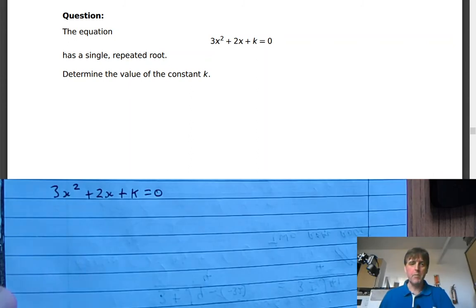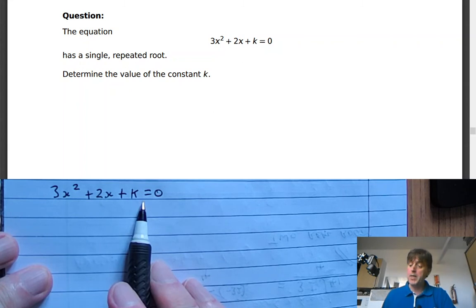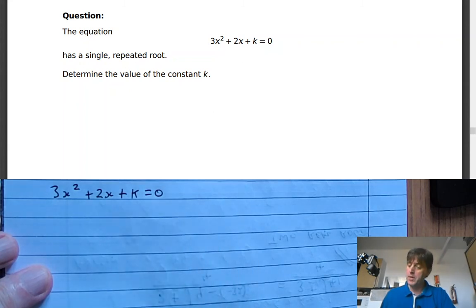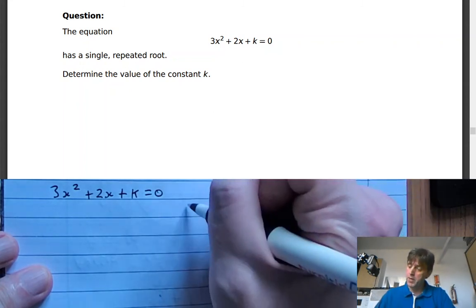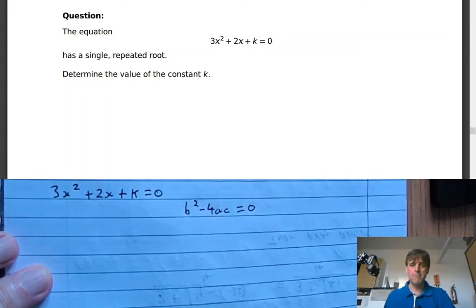Okay, let's see how we get on with this one then. So here's our equation. We're told that this one has a single repeated root. So do you remember what that means? It means that the discriminant, b squared minus 4ac, must be equal to 0.